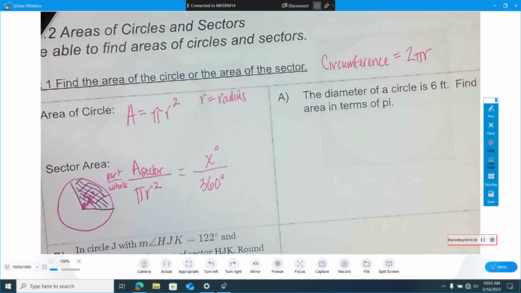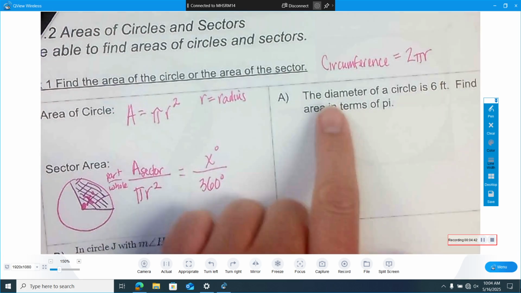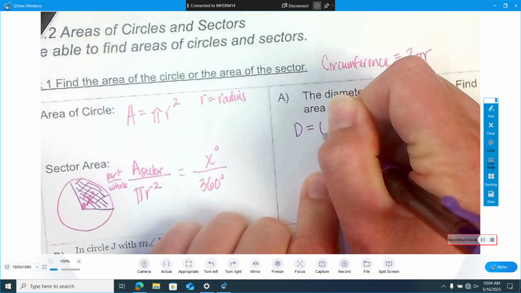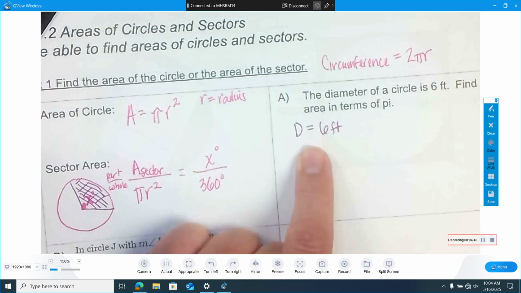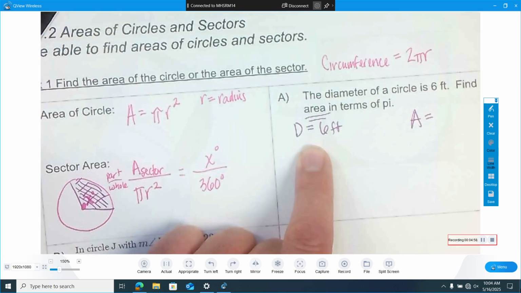And so that's what we're going to use today. Here, for letter A, let's look at this question. It says the diameter of a circle is 6 feet. I'm going to write down, then D is 6 feet. Does diameter help me here? What do I need? What's more important? Circumference? Well, no, we're trying to find the area. I need the area. That's what I'm trying to find.